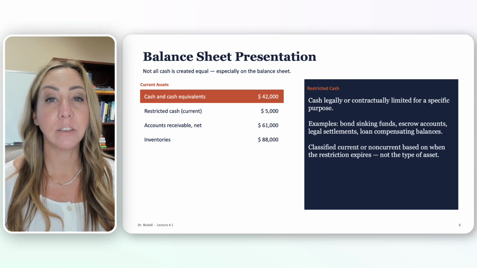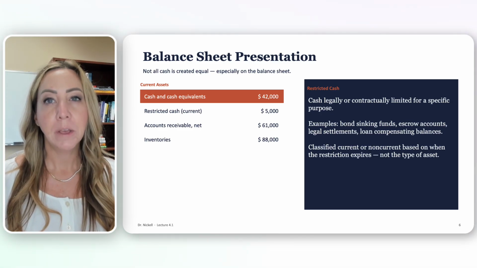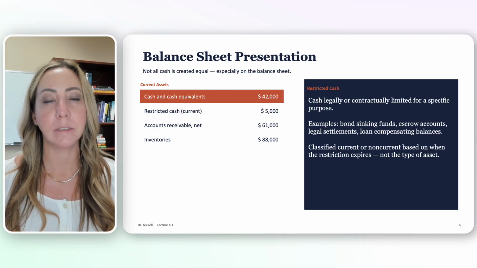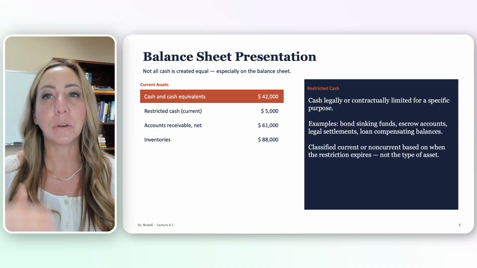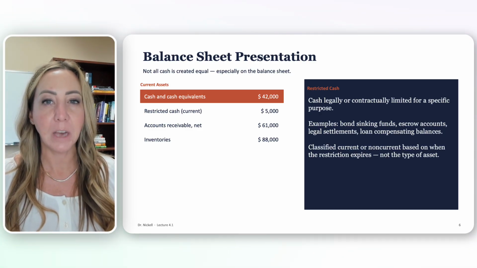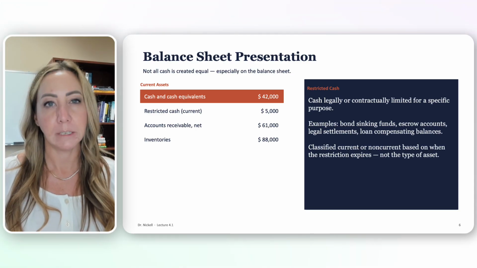Let's talk about how cash is presented on the balance sheet, because it's not always as simple as one number. In most cases, yes, you should have a single line that says cash and cash equivalents. It's the most liquid item, meaning it can be converted to cash quickly, so it goes first under current assets. But there are situations where some of a company's cash is not freely available to use. We call this restricted cash.